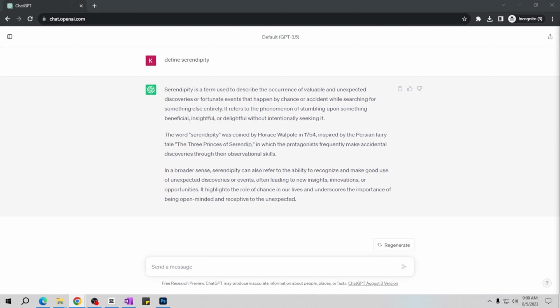And that's it. You now know how to get a definition of a word from ChatGPT. It's a useful tool to have at your fingertips whenever you need to know the meaning of a word.